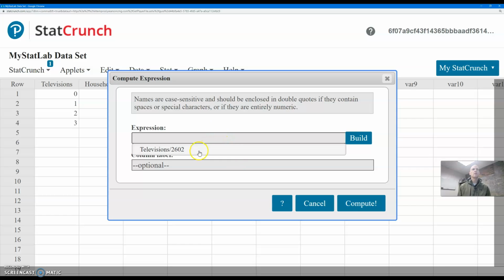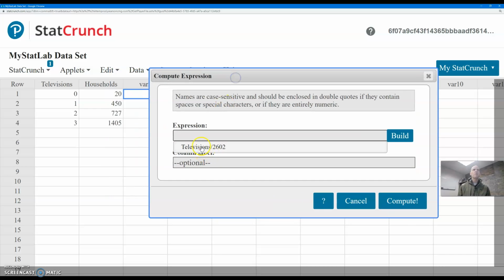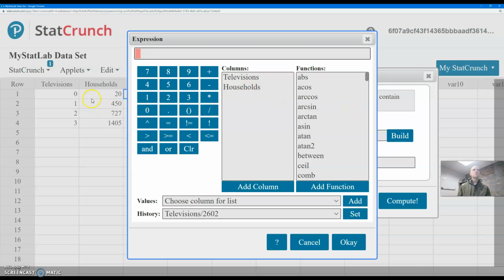What we want to do is we don't want to do the televisions. That's not where the data is. The data tells us how many houses we got. So let's build an expression. Let's take the frequency of households. We'll add that column up here in our expression, and then divide that by the total number. What that's going to do is take the households for each number of TVs and divide that by the total. The total was 2,602. And then it's going to put it in a new column for each value.